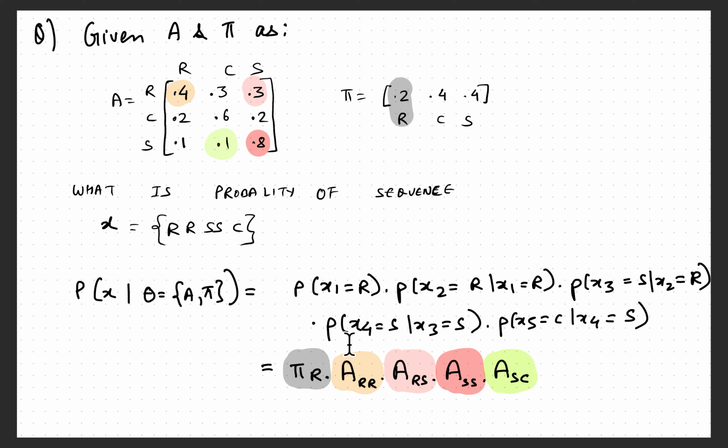The transition from S to S is shown in this red highlight, and then finally from S to C is shown in this greenish shade. Thus, we have now written the joint probability of this sequence based on the terms which exist in the transition matrix and the prior probability, or pi.